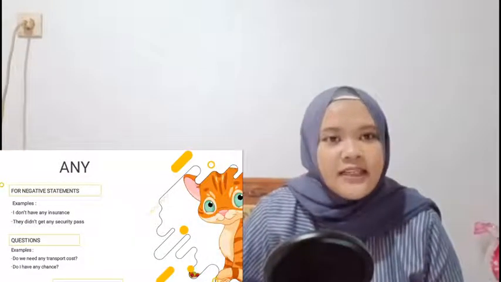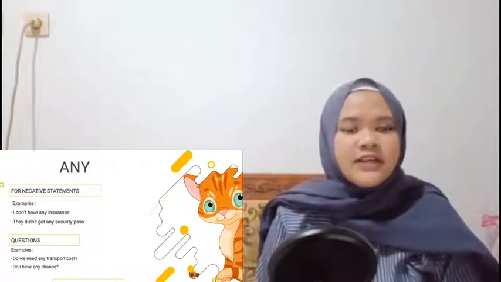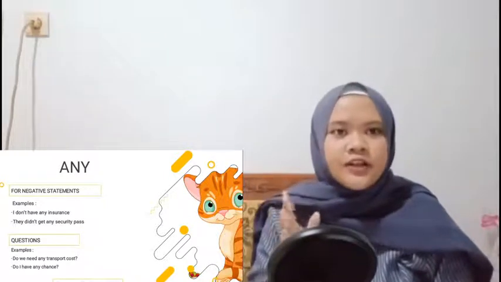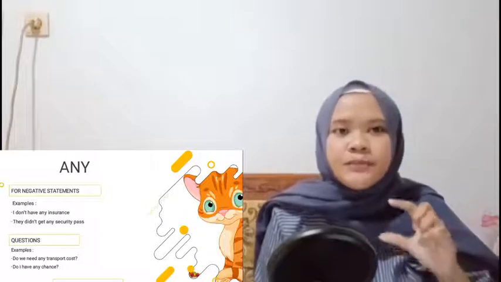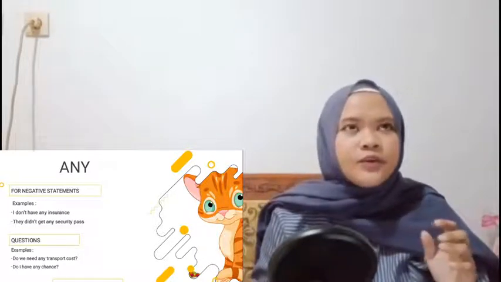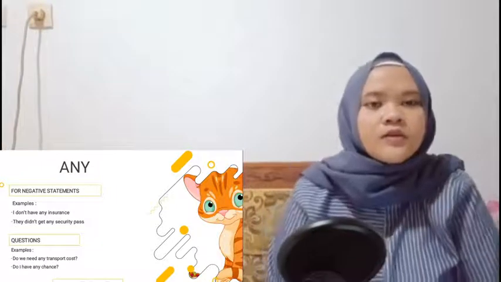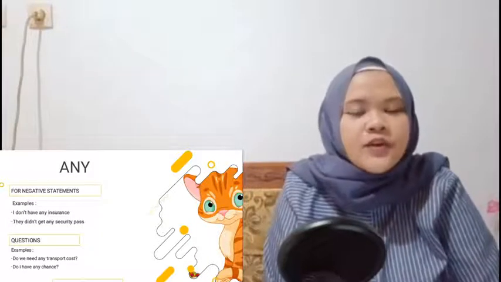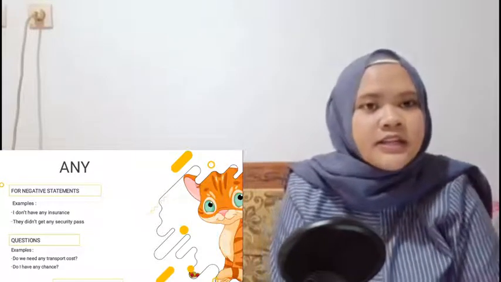Okay, the second is any. We can use any in negative statements. Example, I don't have any insurance. I don't means do not. It shows that it's a negative statement. So the best choice that we should put in this sentence is any. The second example is, they didn't get any security pass. So it is a negative statement. Didn't means did not.